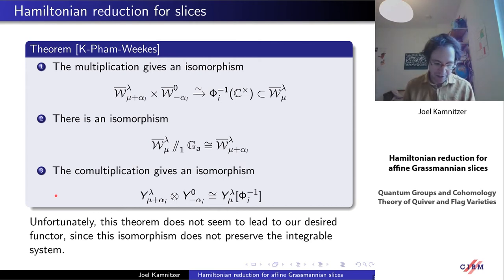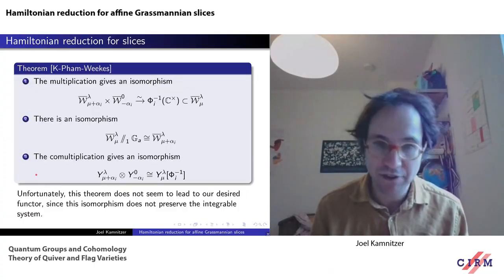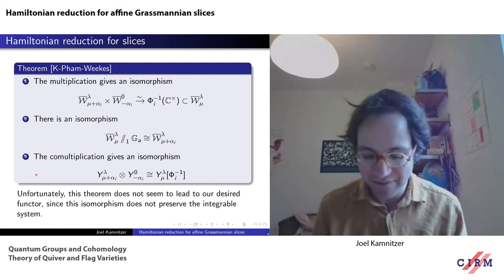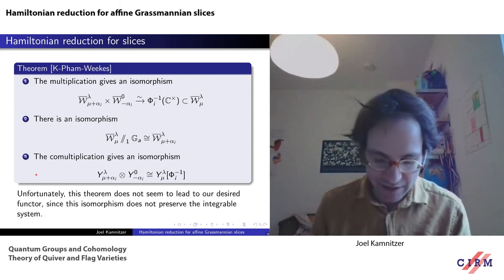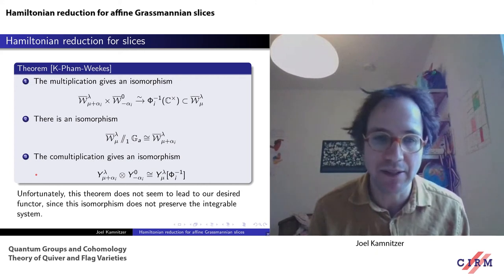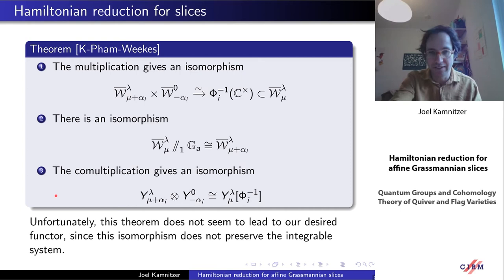It does give you a bimodule, and that bimodule can be used to define a functor between modules, but it doesn't seem to be the functor we wanted, because it doesn't take modules which are locally finite for the Gelfand-Tsetlin algebra to ones which are locally finite for the Gelfand-Tsetlin algebra. Most of the difficulty is because this co-multiplication map behaves in a complicated way on this Gelfand-Tsetlin subalgebra. Or equivalently, the isomorphism in one does not preserve the integrable system.